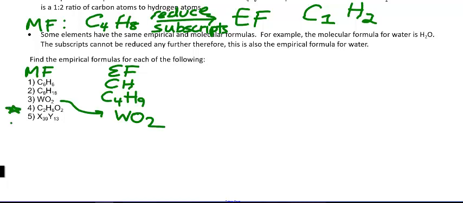If you could try 4 and 5 for me for tomorrow, I'd appreciate it.